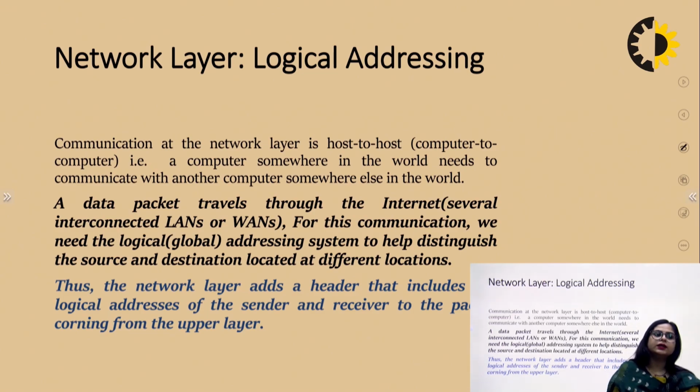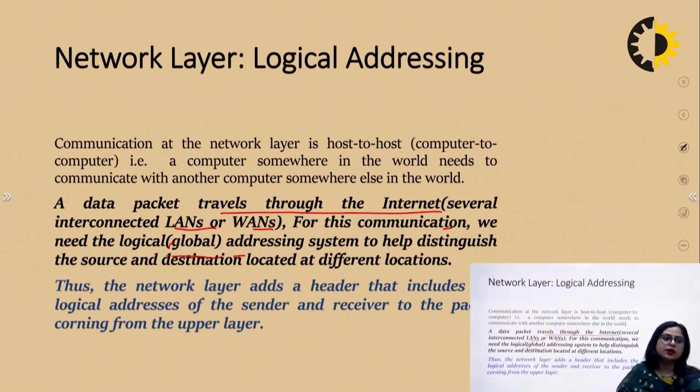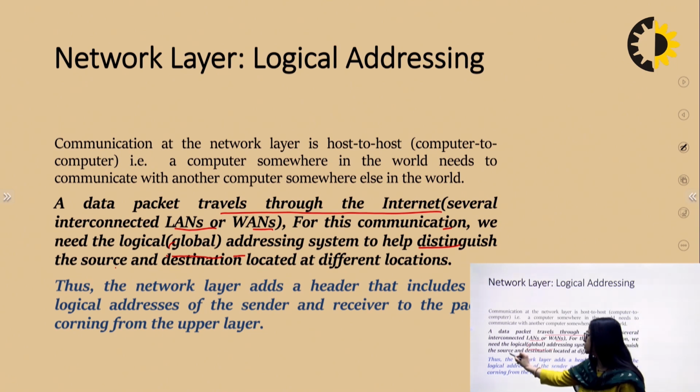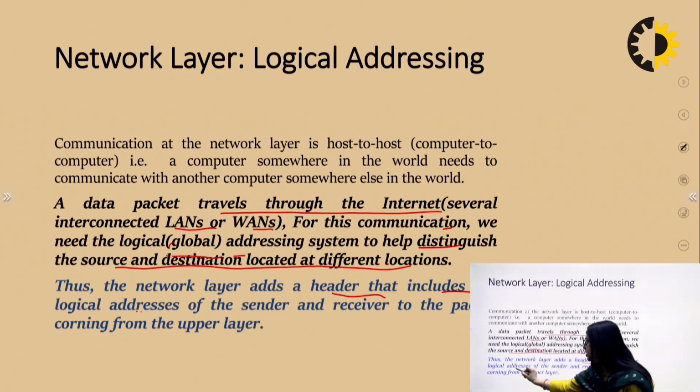The data packet travels through the internet, several interconnected LANs or WANs. For this communication, we need a logical global addressing system to help distinguish the source and destination located at different locations. We need logical addressing to identify the destination with which we are communicating. For that reason, we need the global address, which is nothing but the logical address, that is the IP address.